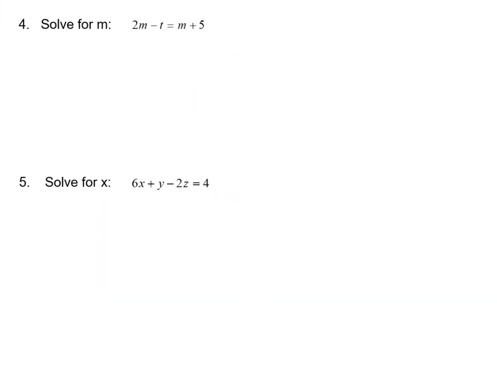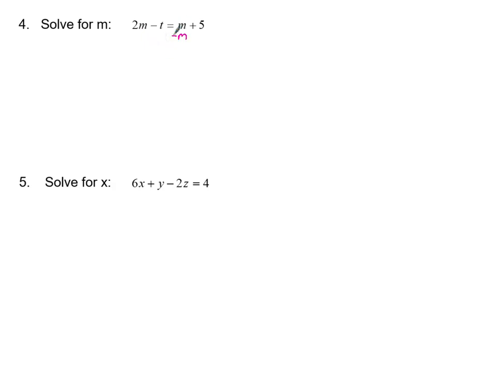Let's look at example 4. It looks like we have 3 variables, but we really only have 2. 2 of my terms happen to have the m, and 1 of my terms happens to have t. I want to solve for m. Since I have 2 different terms that have the m, I need to combine those somehow, but they're on different sides of the equal sign. So I need to subtract one of them over.